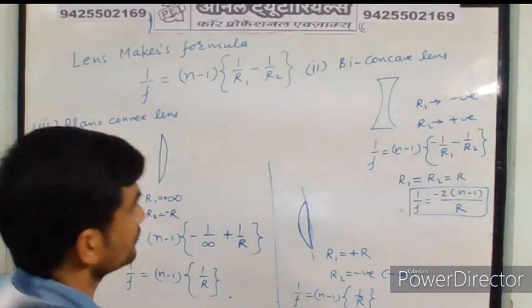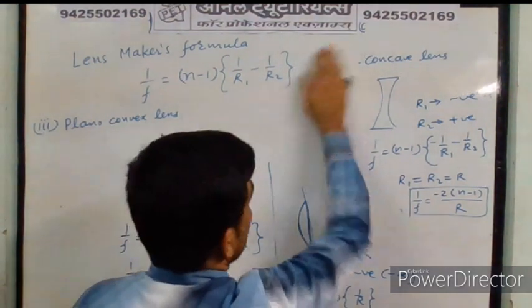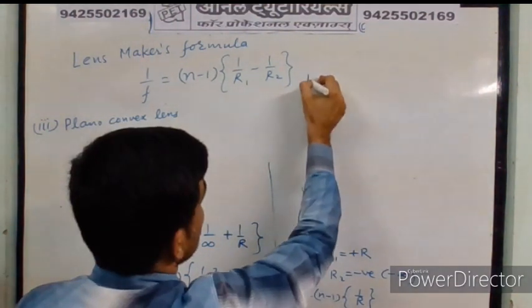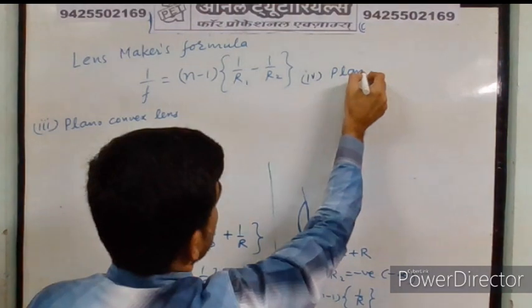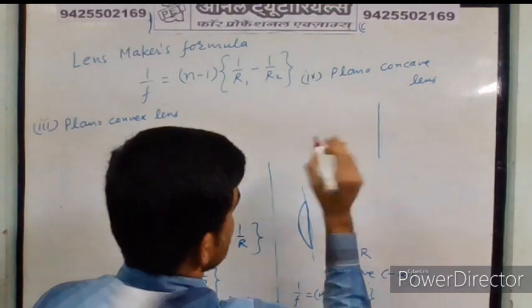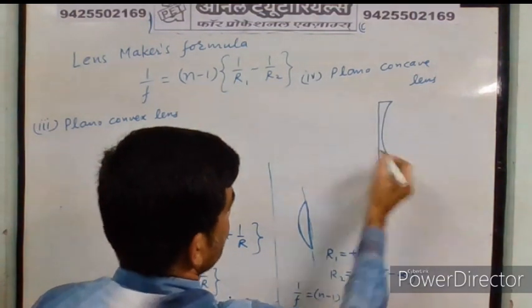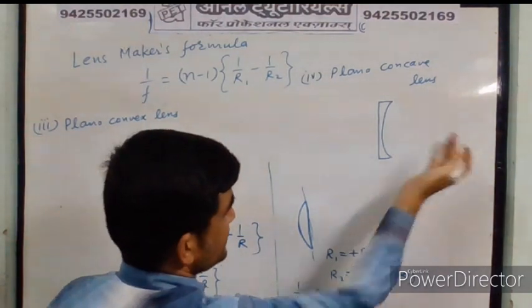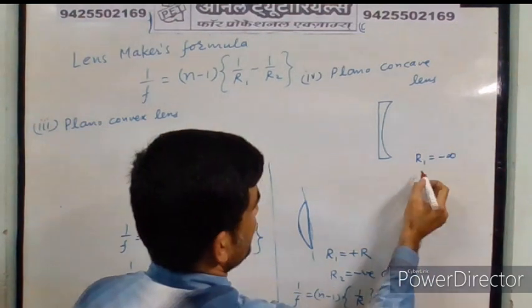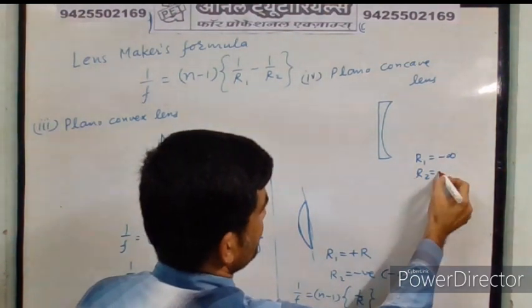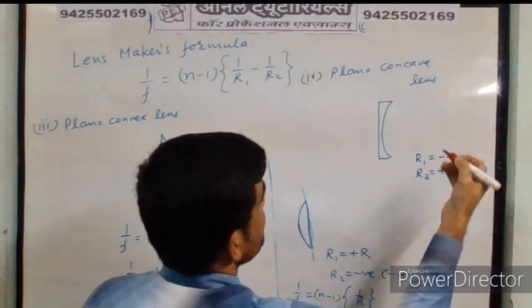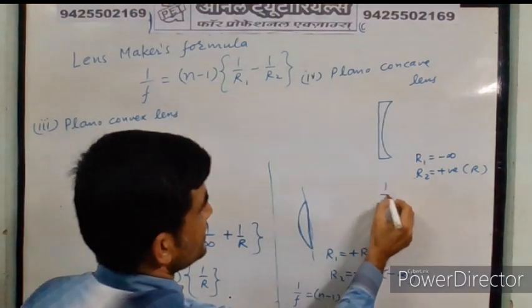Clear? Now we will take a plano-concave lens. One surface is plane and another surface is concave. See, here the concave surface is on the right side and the plane surface is on the left side. So here R1 is minus infinity and R2 is positive, sorry. Say it is R. Suppose it is R. So when you put this value here, what shall you get?